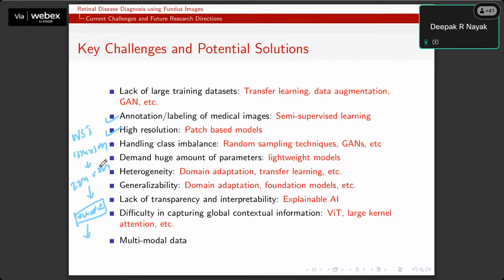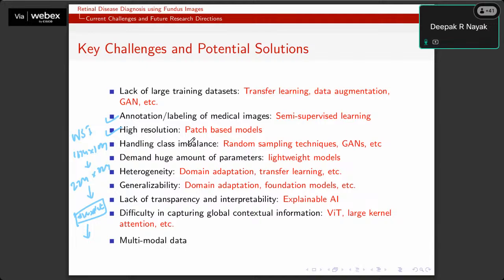But while downscaling this high resolution image to 224 by 224, there is a possibility that you may lose some important information. So how do we tackle these problems? You can tackle them by using patch-based models. You can think of exploring vision transformer kind of models, which split the image into patches and then work directly with the patches. There are a couple of approaches available that are patch based. That is also what you can do.